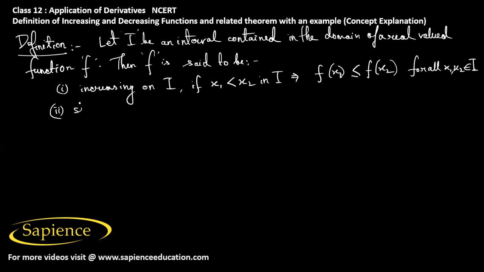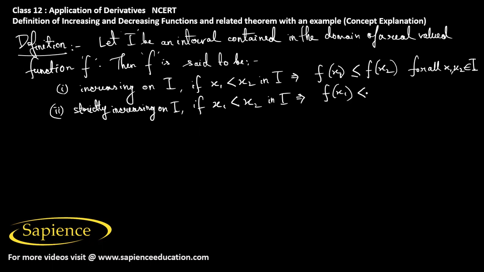Second, it is called a strictly increasing function. Then f is said to be strictly increasing on the interval I if x1 is less than x2 in the interval I, it also implies that f of x1 is less than f of x2 for all x1 comma x2 belongs to I.